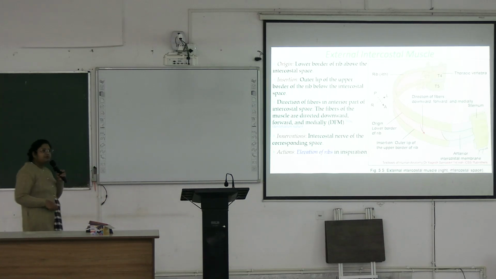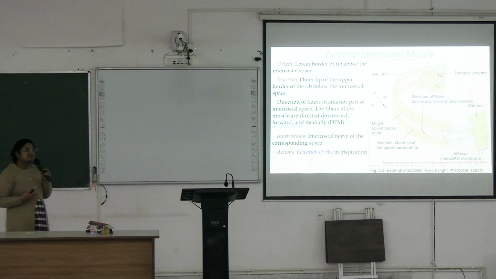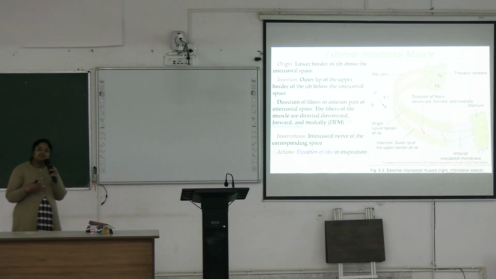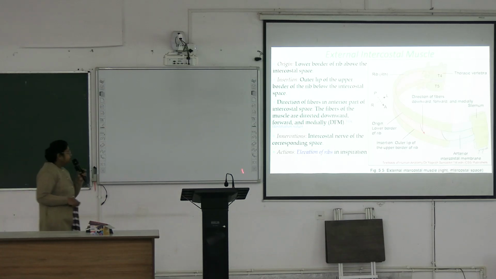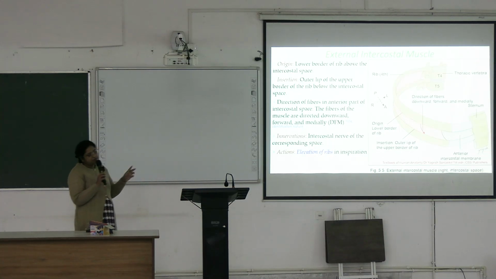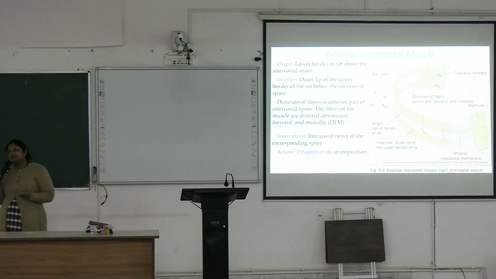Action is also important. Mechanism of respiration comes in your long question, okay, from thorax. For this mechanism all these intercostal muscles are important. And this fiber direction is important for identification of the muscle during dissection. Okay, so action is elevation of the rib in inspiration. So external intercostal helps in inspiration. Rest of the two muscles, internal intercostal and intercostalis intimus, help in expiration.